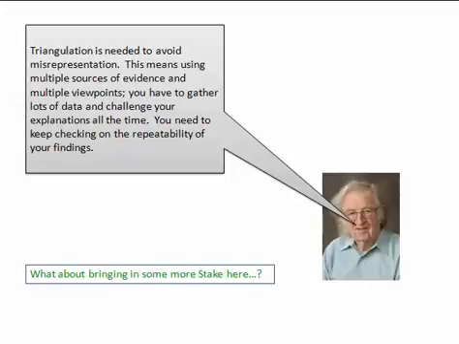So what Stake is saying is that triangulation is needed to avoid misrepresentation. This means using multiple sources of evidence and multiple viewpoints. You have to gather lots of data and challenge your explanations all the time. You need to keep checking on the repeatability of your findings. So again, this might inform your methodology and your methods somewhat. So he's saying you might find something out, but what you need to do is check it in some other way, if you possibly can, to see whether actually that is the truth.